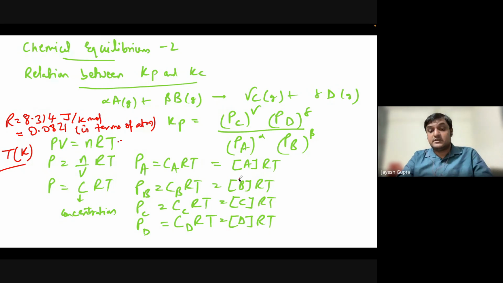Okay. So now I have to substitute these concentration terms into RT in place of PA, PB, PC, PD. I'm giving you 1 minute, please write this down. Then we'll be deriving ahead the relation between Kp and Kc.